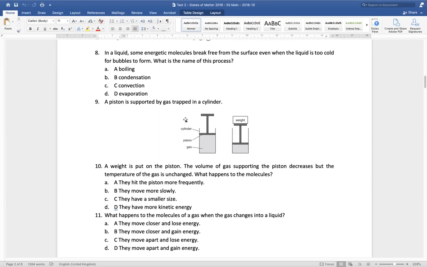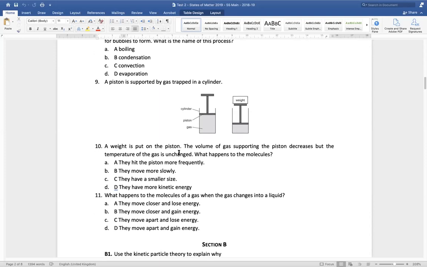So in a liquid, some energetic molecules break free. Okay, so high energy particles are leaving from the surface. When the liquid is too cold for bubbles, they are talking about evaporation, right? So many things here. Some energetic molecules are breaking free only from the surface, and there's no boiling, there's no bubbles. So yeah, this is evaporation.